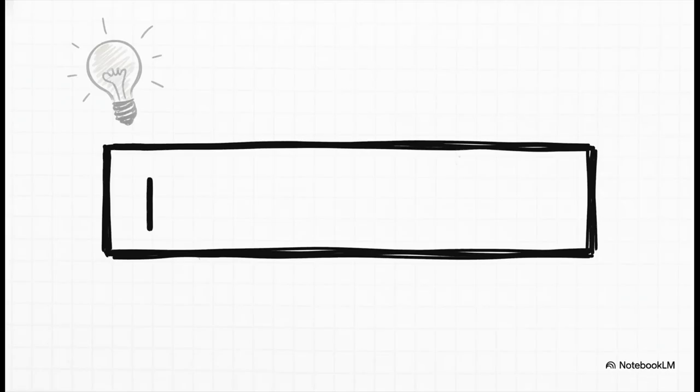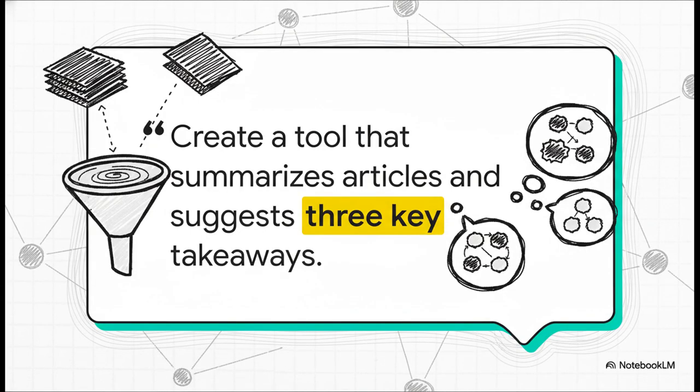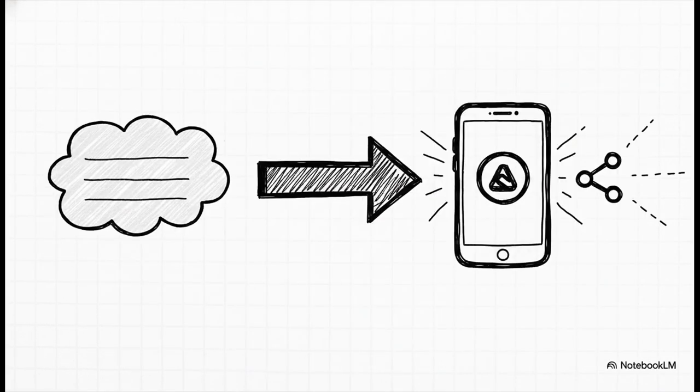So, imagine you're starting with nothing but an idea, an instruction that you can type in just a few seconds, something that clearly lays out a problem you want to solve. Something like this. Something as simple as, create a tool that summarizes articles and suggests 3 key takeaways. That's it. That is your entire starting point. No complicated spec sheet, just a clear, simple request. And from that one sentence, Opal builds a powerful, shareable mini-app that does exactly what you asked for.